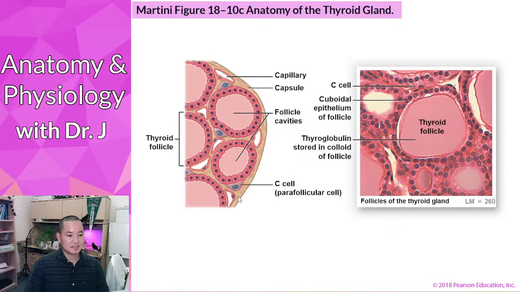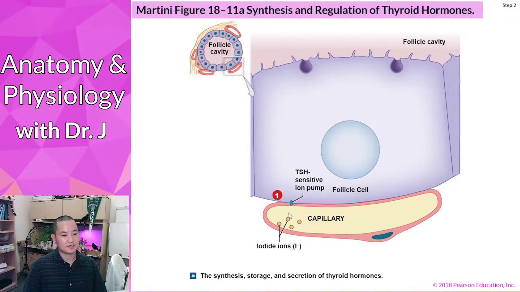There's also something called C cells. These are not inside the follicle cavities over here. They're actually on the periphery, and these produce a different hormone. Now let's talk about the follicle cells. Remember in our previous lectures, when we were talking about the different classes of hormones and their chemical structures, thyroid hormone is unique in that it integrates iodine into its chemical structure.